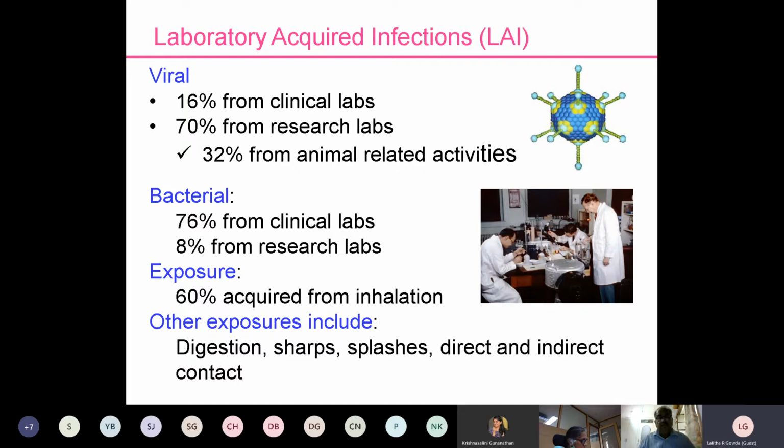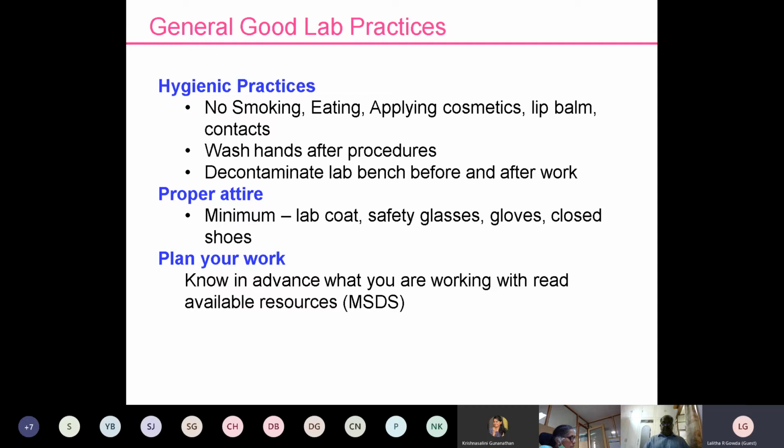So we have what is known as good laboratory practices. I can't list the whole list of good laboratory practices, but common practices are hygienic practices, like no smoking, eating, applying cosmetics, etc. in the lab. Washing the hands when you enter the lab and leave the lab, and decontaminating the bench before and after your work. Also very important is proper attire, that is the full sleeve lab coat with back buttons, safety glasses or goggles, gloves, and for many of our countries, especially in South Asia, wearing closed shoes is very, very important.